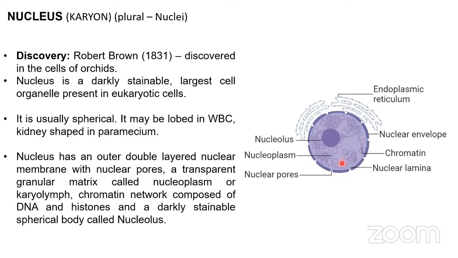These histone proteins help in the binding of the chromosome, leading to the structure formation which is known as the chromatin. And beside this, there is a darkly stainable spherical body present inside the nucleus itself, and it is called the nucleolus.